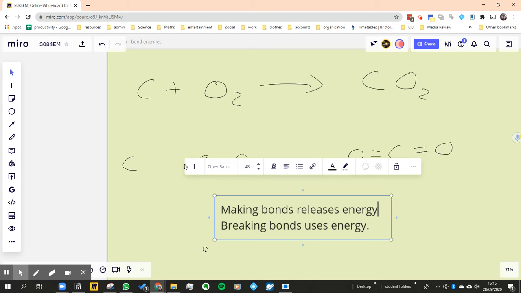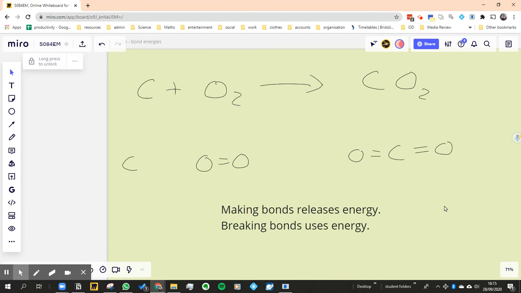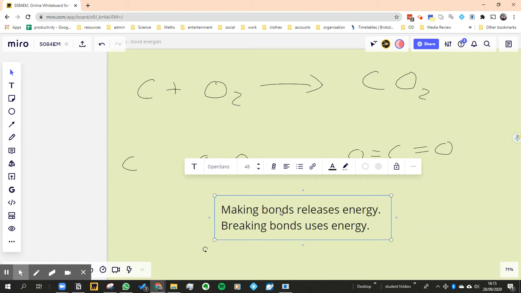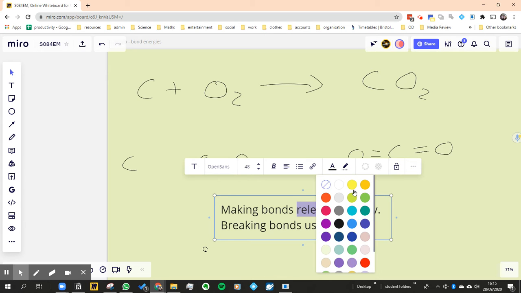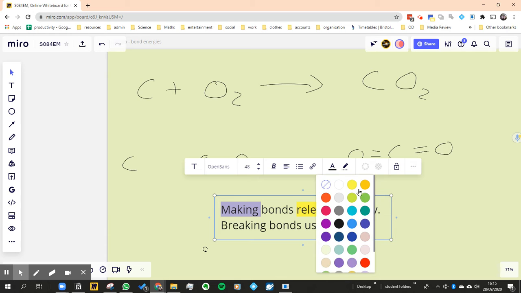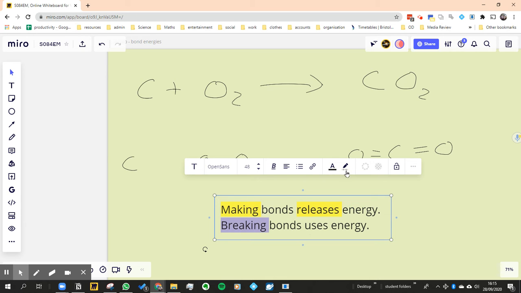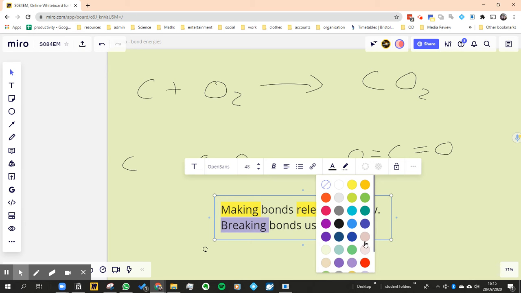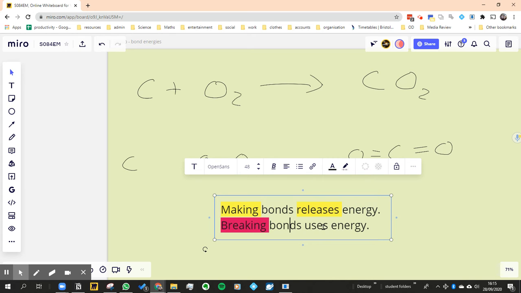Those are the two things, and this relates to the sort of positive, negative confusion whenever you're doing this topic. Which one's positive, which one's negative? The first thing is to understand these two points. So, making bonds releases energy, and let's color those two in yellow. And breaking bonds uses energy. Okay.